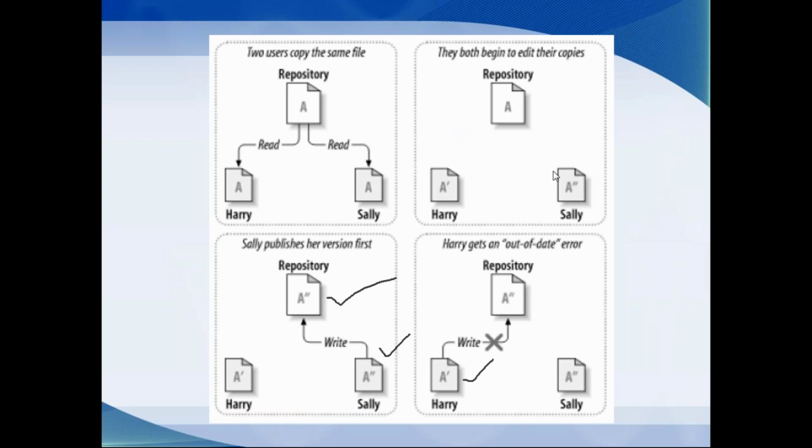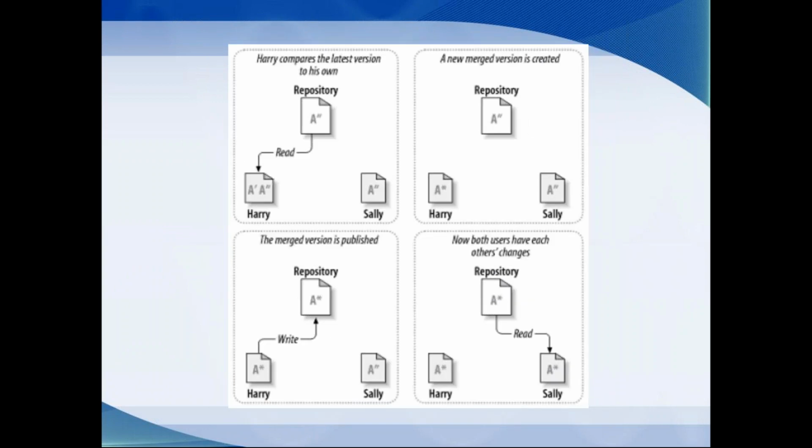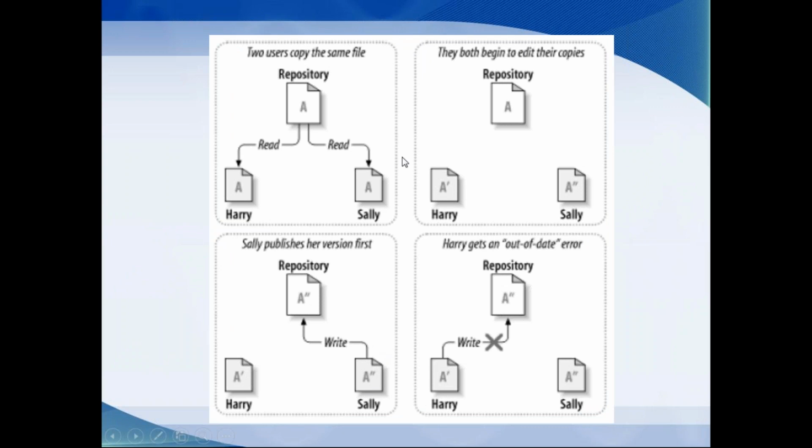Okay, so now we'll see where this version control system comes into the picture. Okay, here it is. Already in the previous picture, let me show you the previous slide. In the previous slide, Sally already made her changes, a double quote, and Harry made his changes, but he has not committed yet because the change is already done by Sally and it is saying write denied.